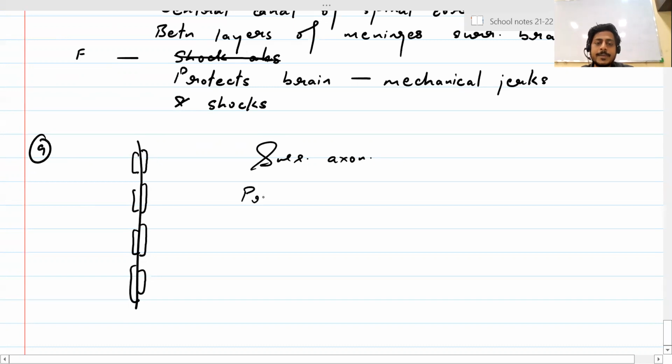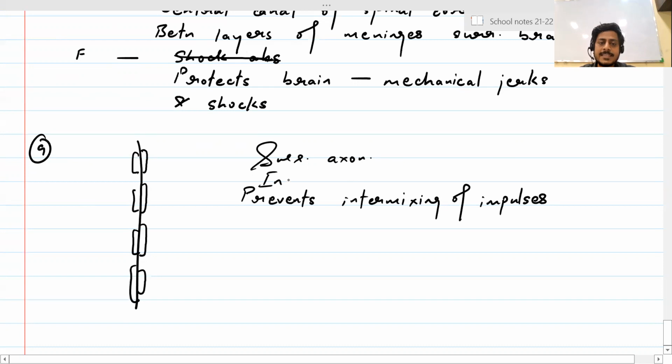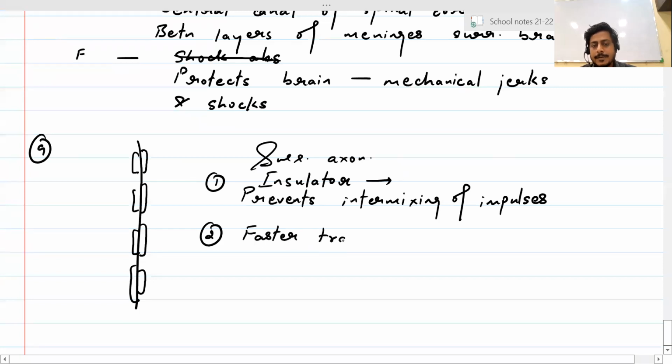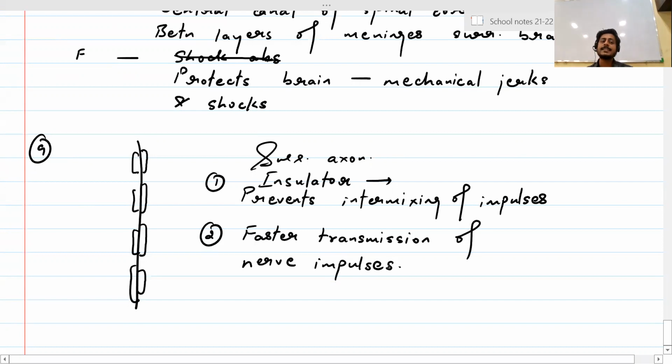So basically it prevents intermixing of impulses. Because it is acting like an insulator, it prevents the intermixing of impulses. That is the first function. The second function is faster transmission of nerve impulse. If the myelin sheath is present, then the message is going faster. So faster transmission of nerve impulses is taking place if the myelin sheath is present, and intermixing of impulses is being prevented.